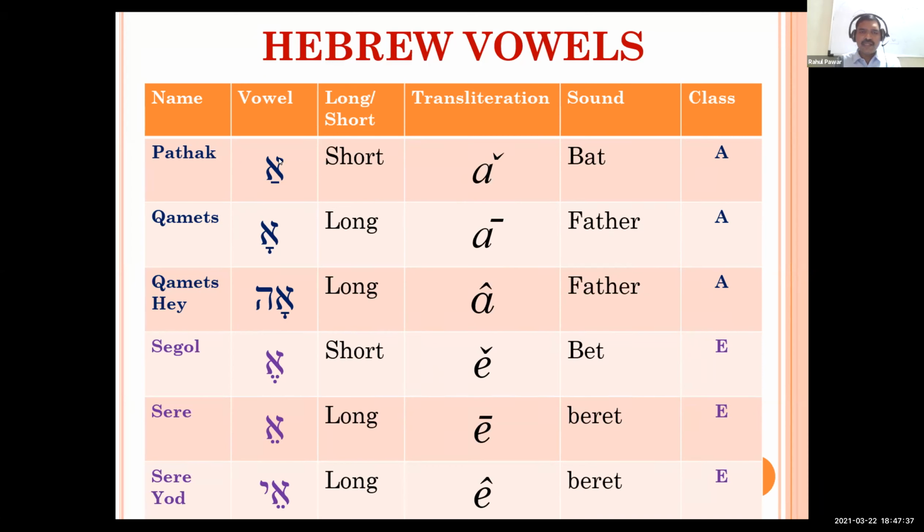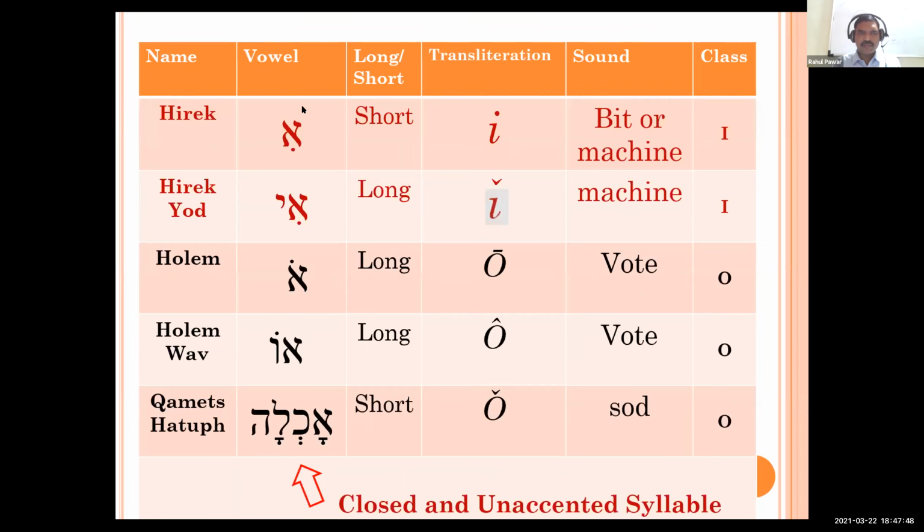Okay, I think that till A and E class vowels, nobody has any doubt. So today we are going to see about the I class vowel. We have seen A and E class vowels. Today we are going to see the I class vowel. So the first I class vowel is called Hirek. You can say it in mute Hirek.